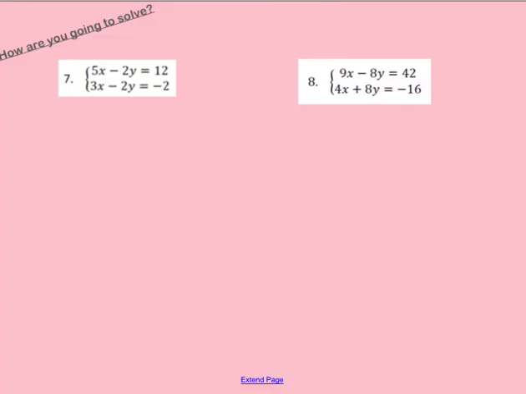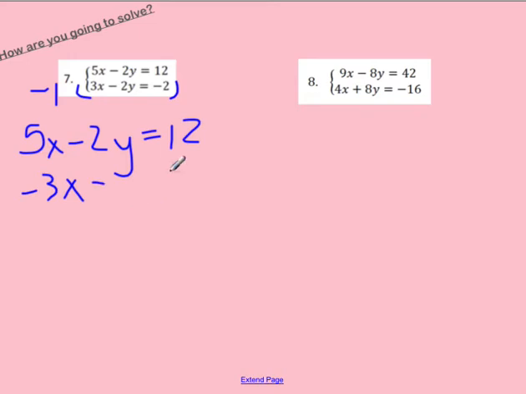Taking a look now at number 7. So I see that number 7 is in standard form, which again indicates to me that I should use elimination. So I just need to figure out a way that I can get opposite signs. Since the y's both have a negative 2, I'm going to multiply one of them by a negative 1. So then I have 5x minus 2y is equal to 12. That's going to stay the same. Then I'm going to multiply everything in the second equation by a negative. So everything is going to change signs.